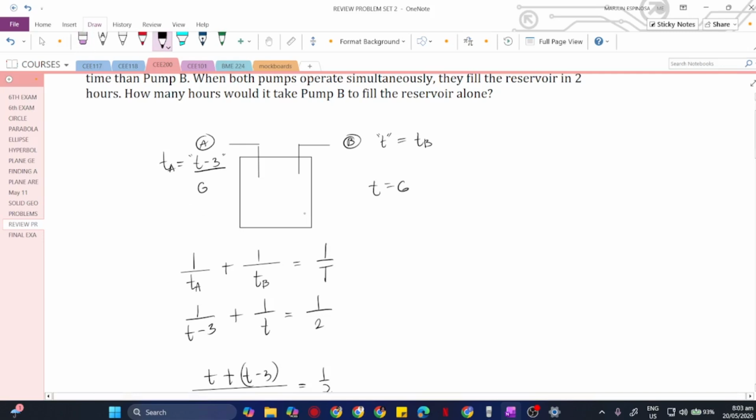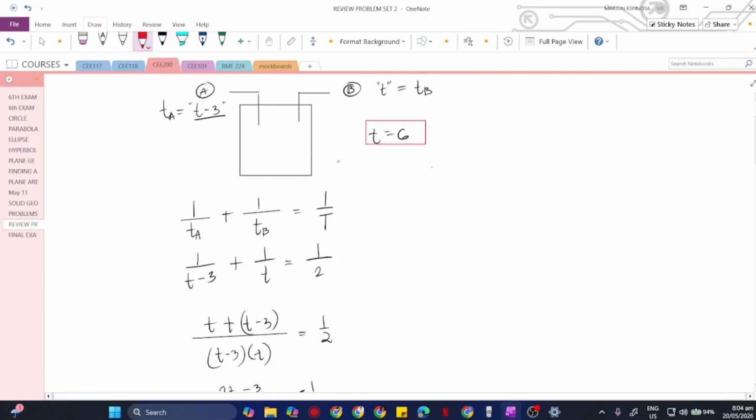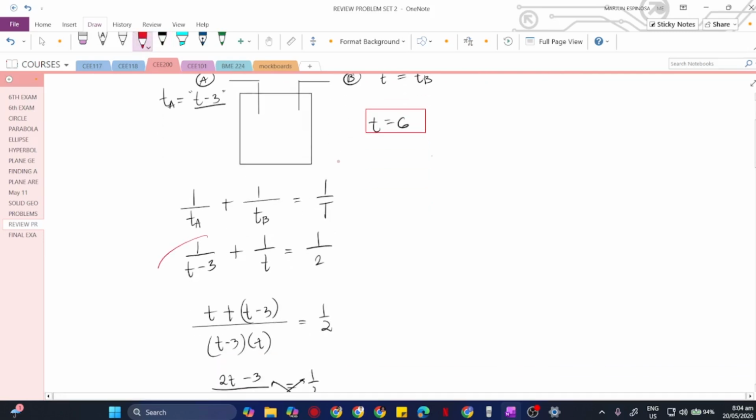Kasi kapag we have here 6 minus 3, so that would give us 3 hours. Okay, so positive yung masasagot natin dyan. So, therefore, yung tamang sagot pala dito is equivalent to 6 hours. Okay, so meaning to say, si pump B will need 6 hours to fill in the reservoir or the tank alone. Okay? So, kung atin yung i-check, no? Checking natin.